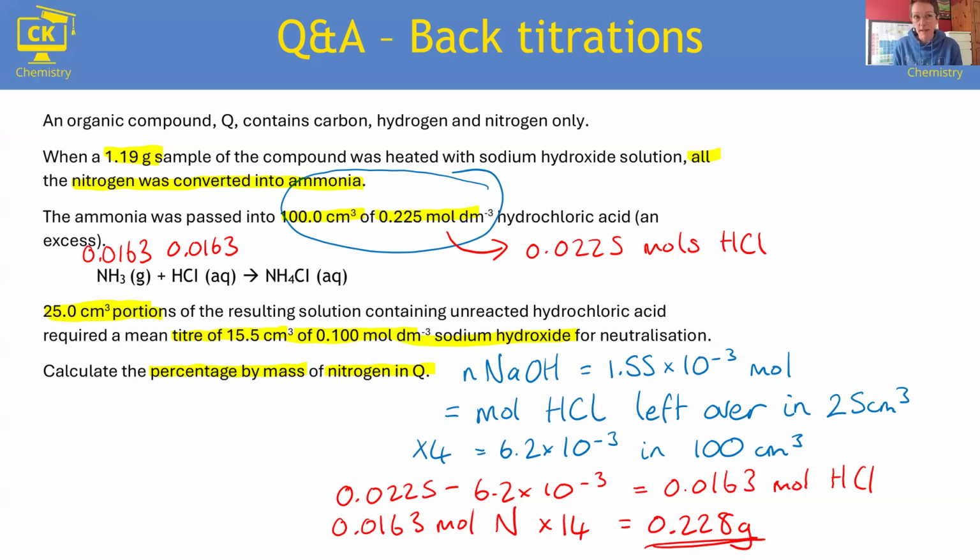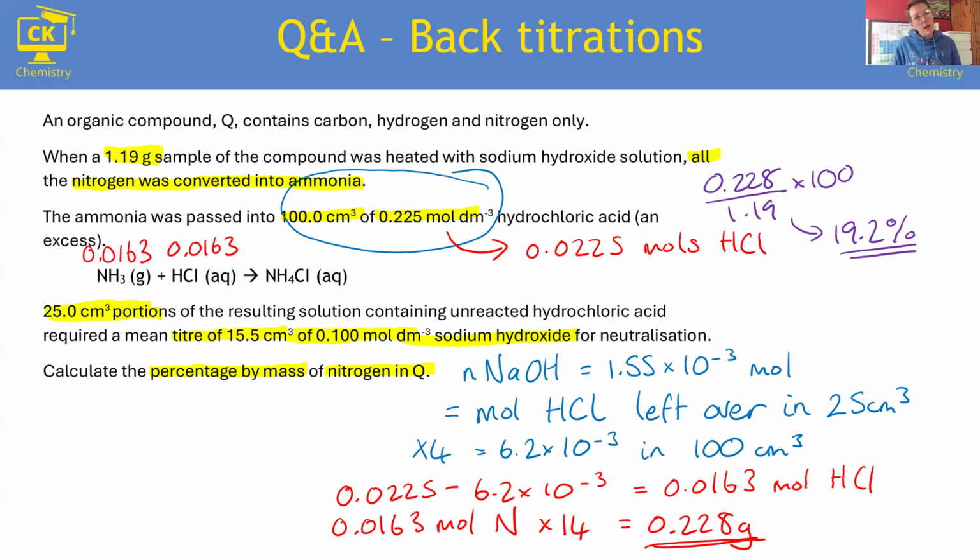That seems like a sensible mass because there's also carbon and hydrogen in the sample. So I'm therefore not expecting anything really big for my mass of nitrogen. And then for the percentage, we're just going to do 0.228 over 1.19 times 100 to get a percentage. I realise that's probably underneath my head on the recording, which is 19.2%. Okay, any questions on that one?